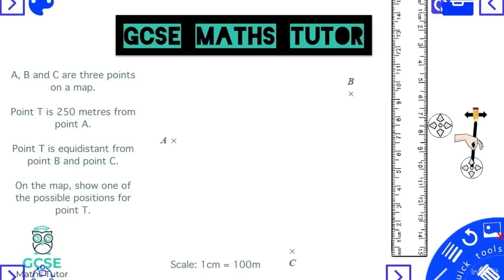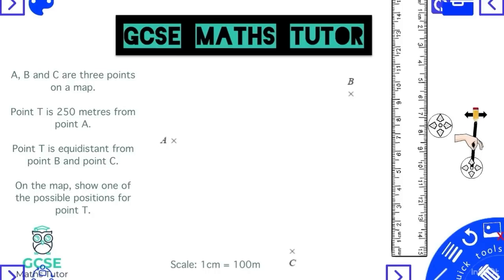So this question is slightly different, as we don't have an actual shape. We've got 3 points on a map. So we have the points A, B and C, and they kind of form this triangular shape. Now if you want to draw out a sketch of this, just try and draw it to the same sort of size that it would be on a computer screen, but otherwise don't worry too much about getting it the exact same size. It says point T is 250 meters from point A, and then it says point T is equidistant from points B and C. On the map show one of the possible positions for this point.